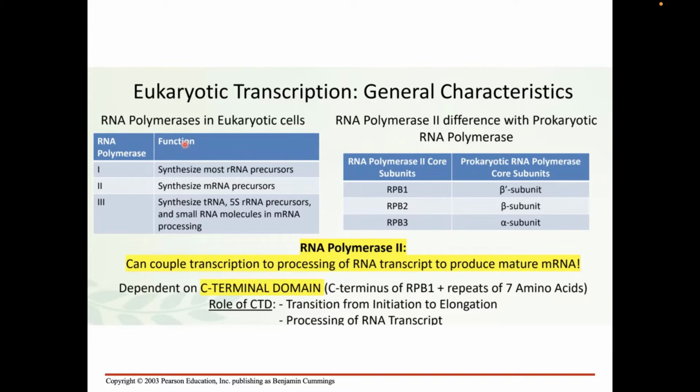Please do take note that your RNA polymerase 2 can couple transcription to processing of the RNA transcript to produce mature mRNA. And then it is dependent on the C-terminal domain.